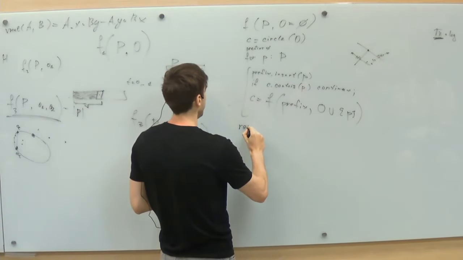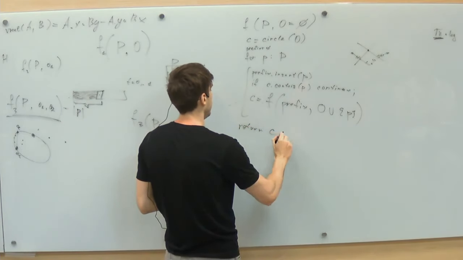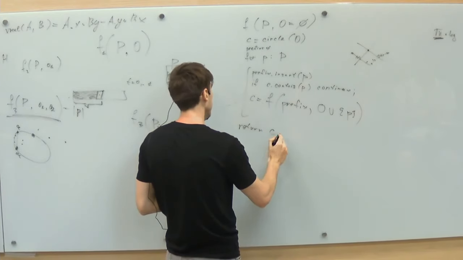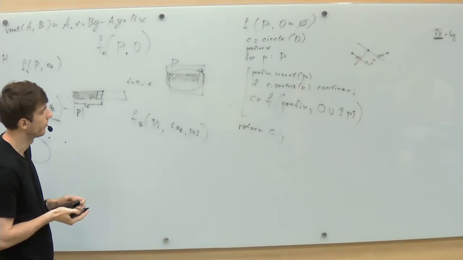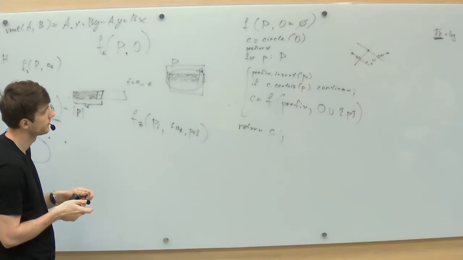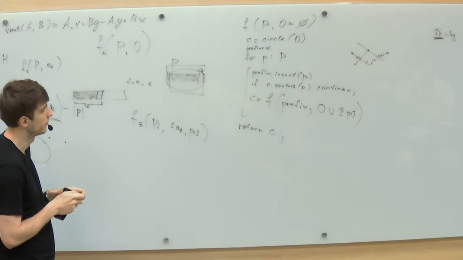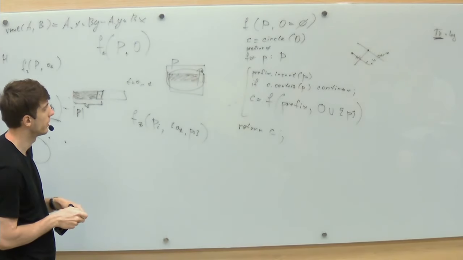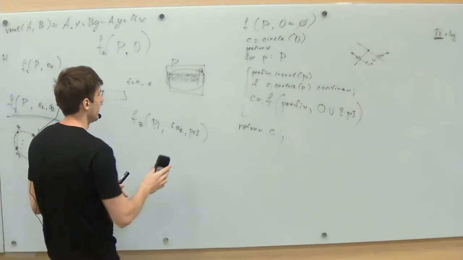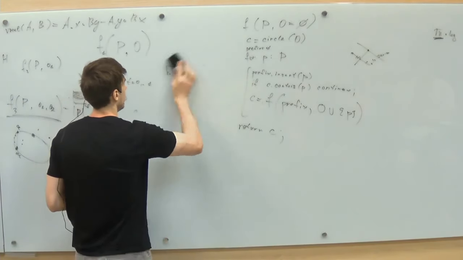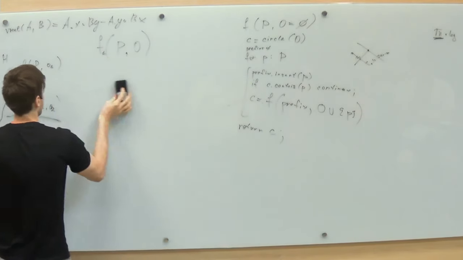And that's all. To that we return C. That's the whole algorithm. The only thing that should be unclear for now is asymptotics. So let's try to calculate what would be the asymptotics.